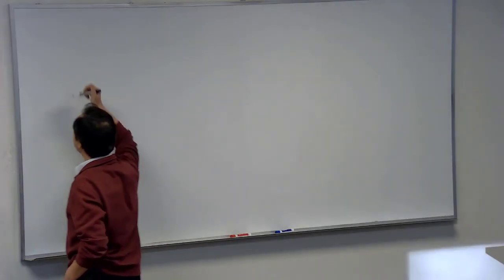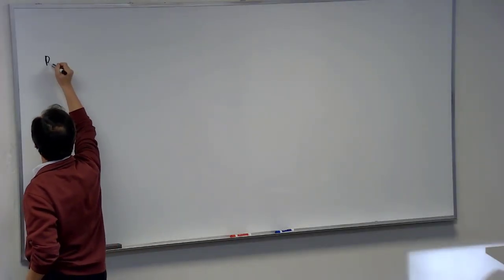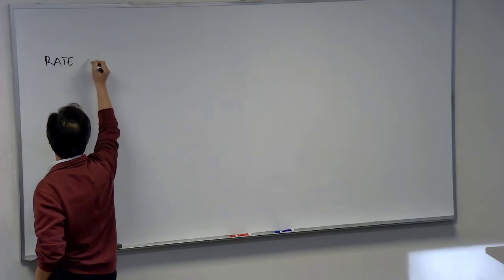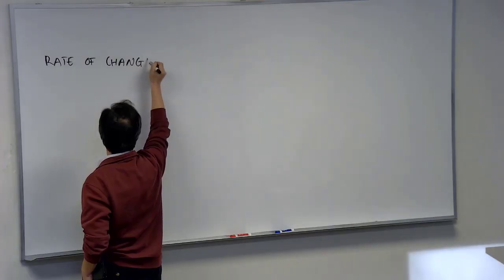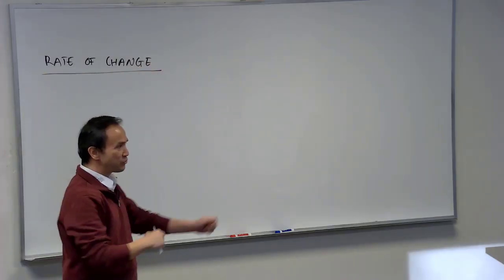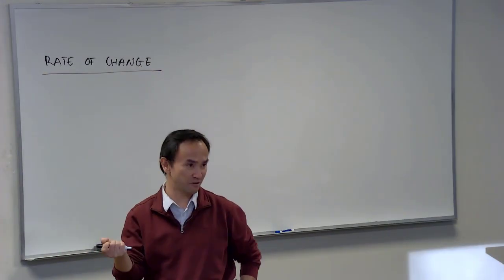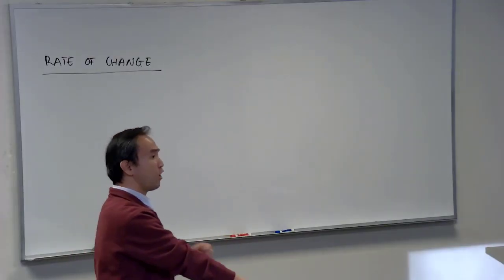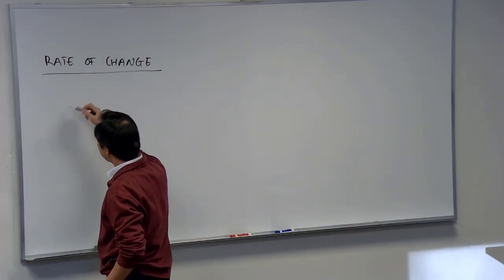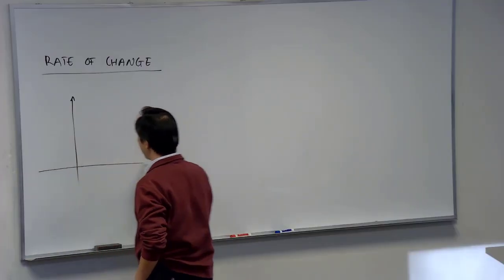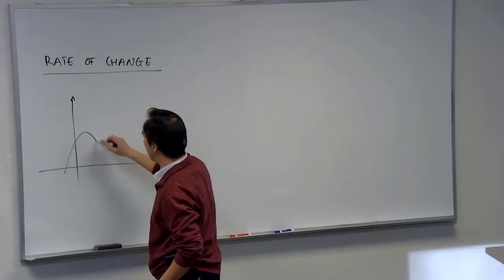One of the applications of derivative is to look at the so-called rate of change. And rate of change, as a matter of fact, we don't have to wait until calculus to hear about it, because we've learned about rate of change long ago, right? So the idea of rate of change is like this. You've got a function, say up and down, right?